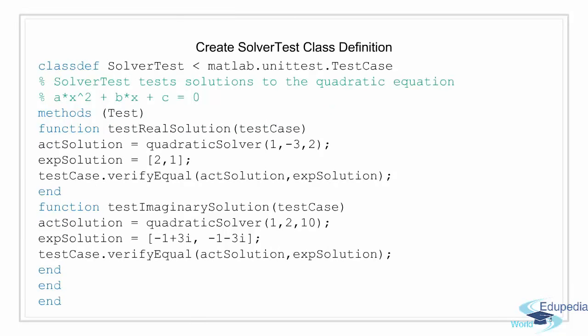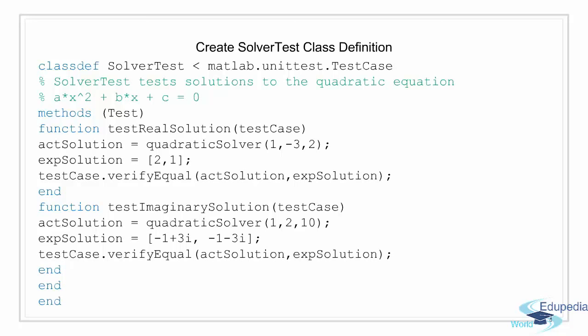Here is how the solver test class definition will look. This class is derived from MATLAB unit test TestCase. Now I will create 2 functions to test for a real solution and an imaginary solution. First, for the real solution, I created a testRealSolution method under the methods block, and this will verify that the quadratic solver returns the right value for the real solutions.